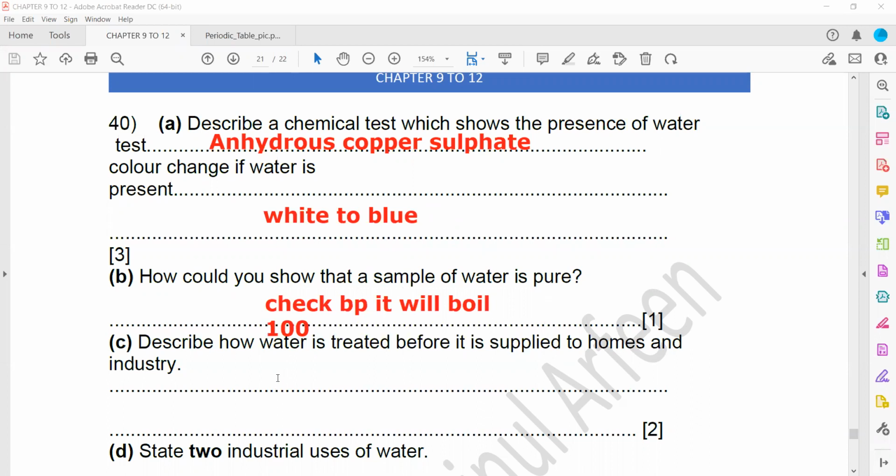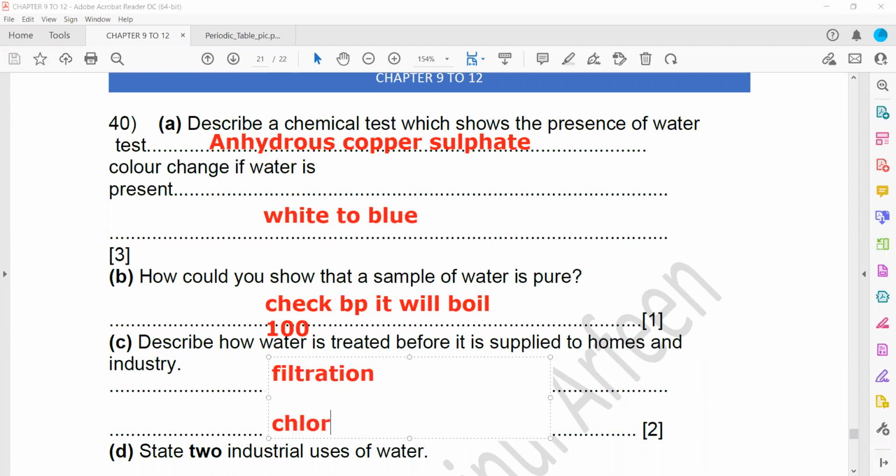Describe how water is treated before it's supplied to homes. First we filter the water to remove insoluble impurities, and then we do chlorination. First is filtration, the second one is chlorination.